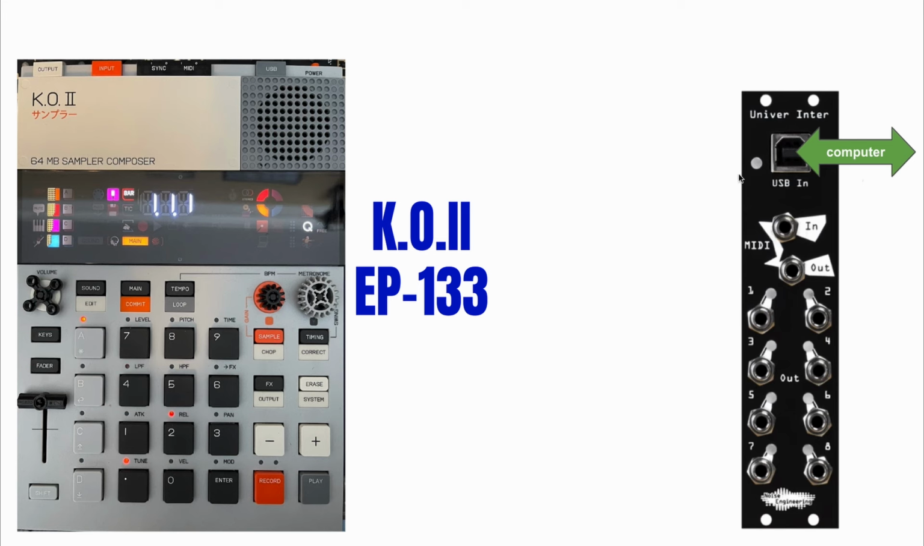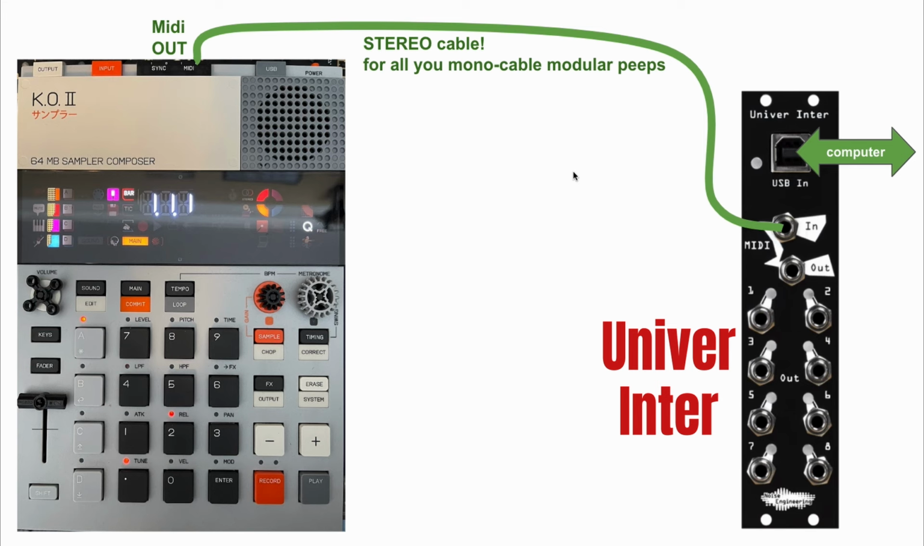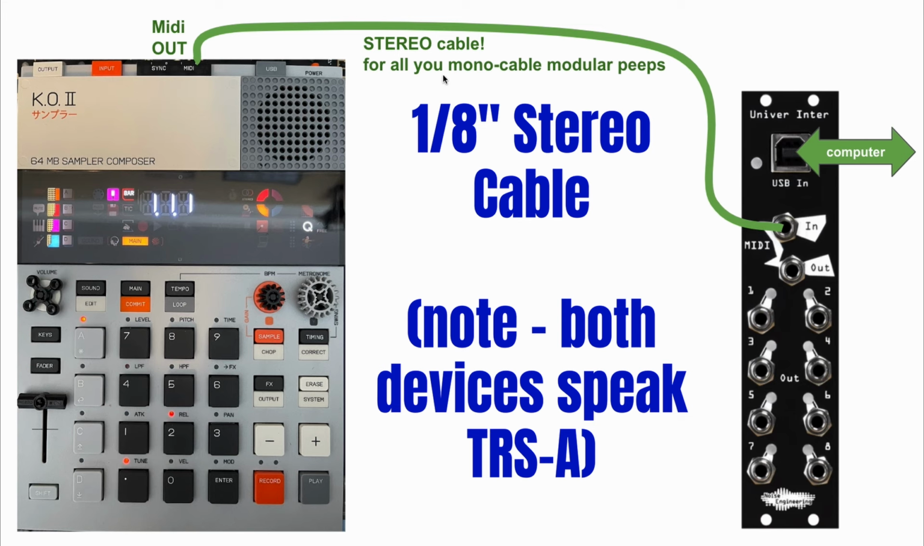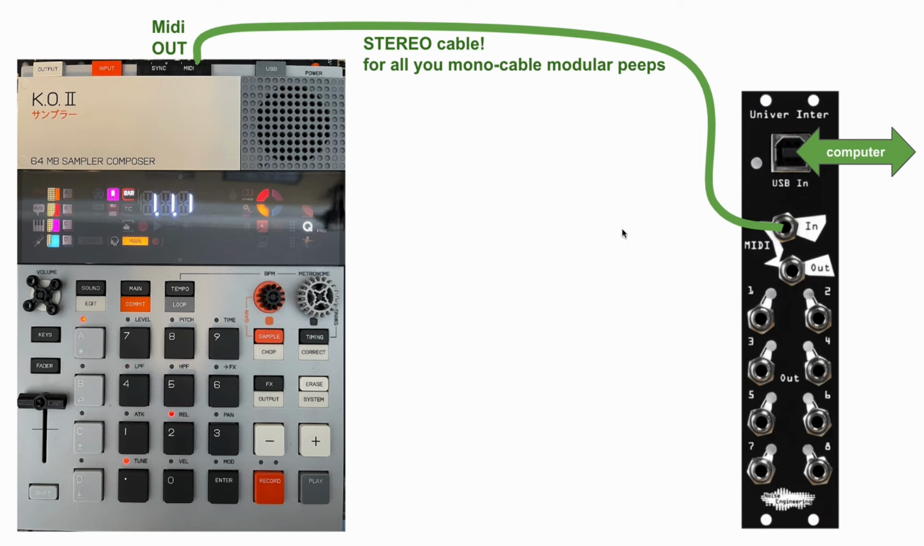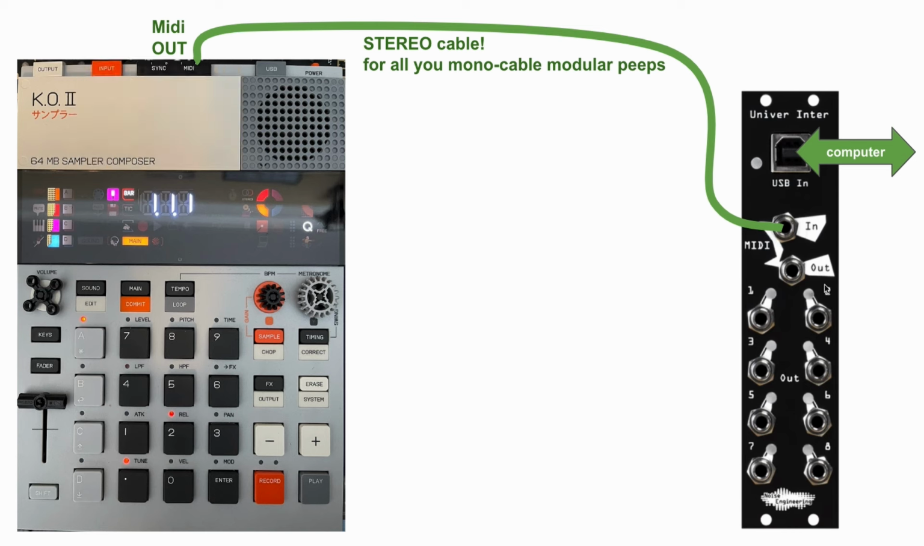The EP-133 will be sending MIDI signals to the Univer Inter, so we must connect the 2 with a TRS MIDI cable. It's a stereo cable that you need, not a mono cable, for all you modular people with thousands of mono cables hanging around. Find a stereo cable. Now the MIDI connects to the MIDI out on the EP-133. It's a little hard to see in this picture, so I've enlarged it. And we will need the Univer Inter connected to the computer so that we can set it up, but let's not worry about that yet.